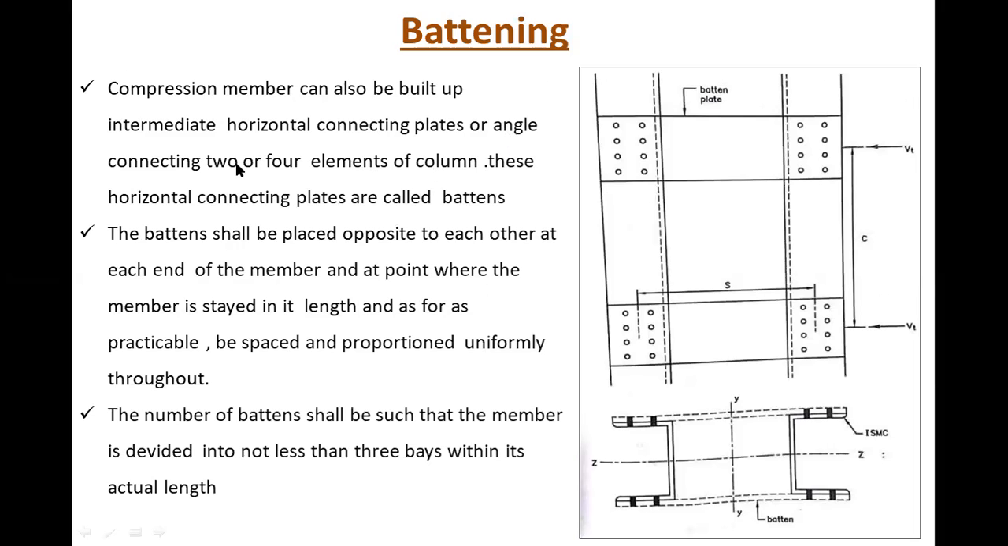elements of columns. So the battens shall be placed opposite to each other at each end of the member and at a point where the member is stayed in its length, as far as practicable spaced and proportioned uniformly throughout. So the number of battens shall be such that the member is divided into not less than 3 bays within its actual length.